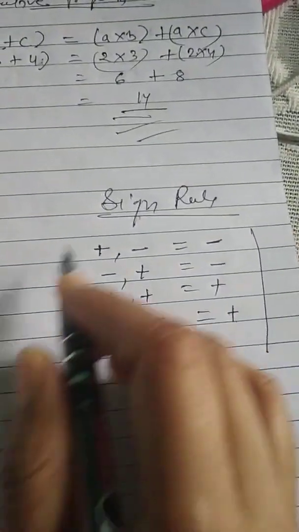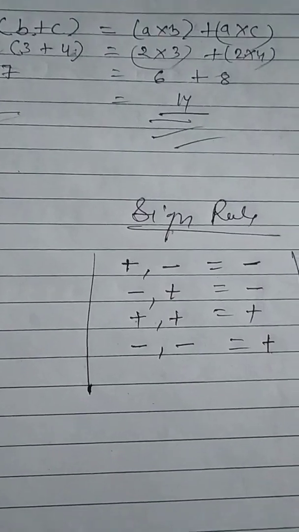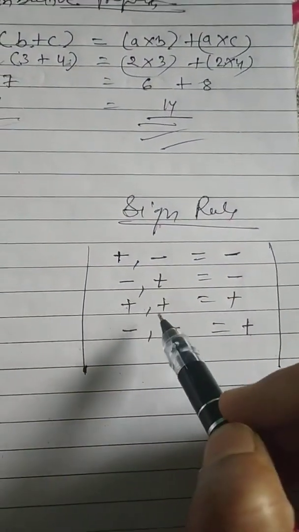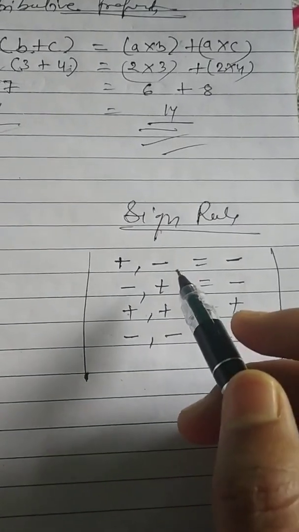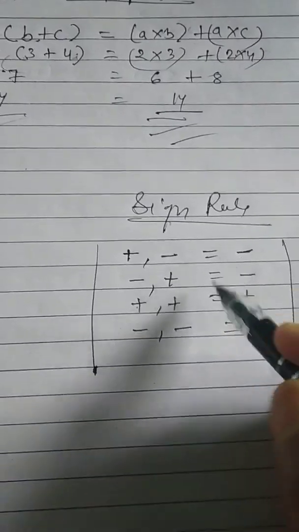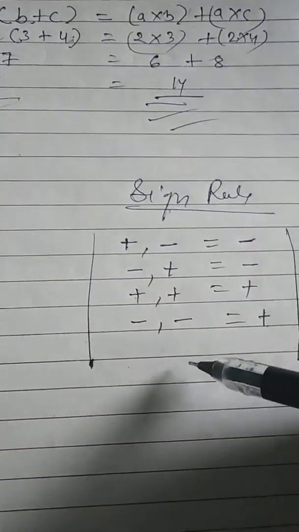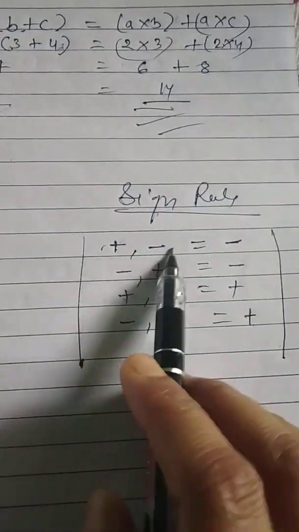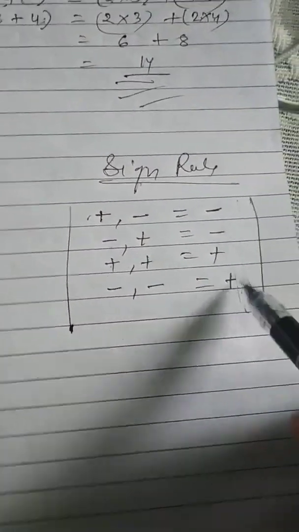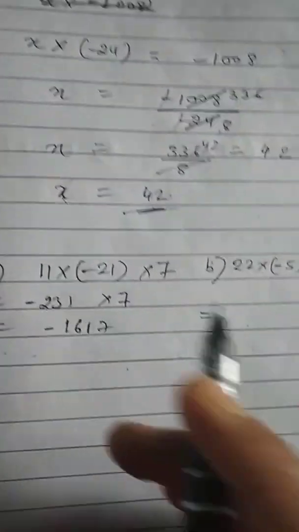But what is the difference between the sign rule of addition and subtraction and here? The difference is that in addition and subtraction we were writing the sign of the bigger number after calculating it. But here there is no need to write the sign of the bigger number. Just plus minus minus, minus plus minus. We will write these signs only. Look here, you will understand it with some questions.